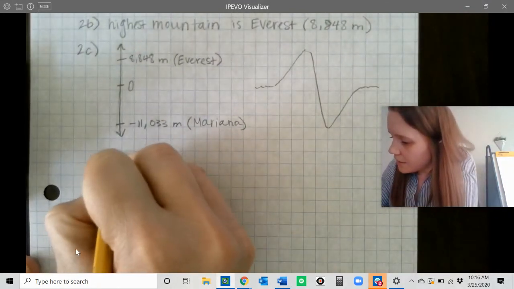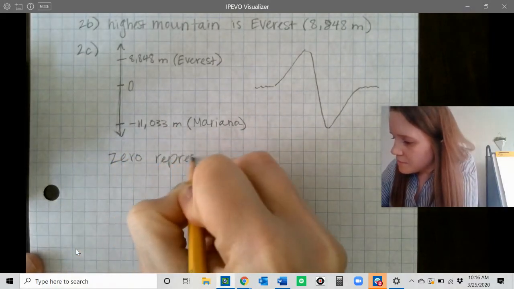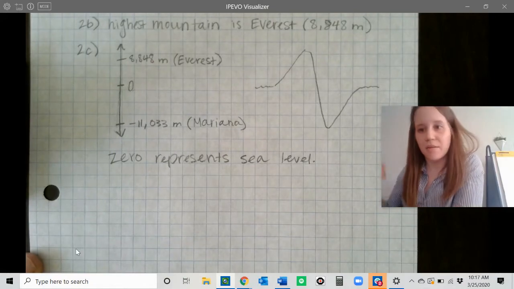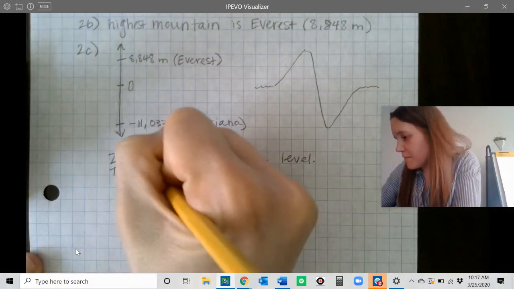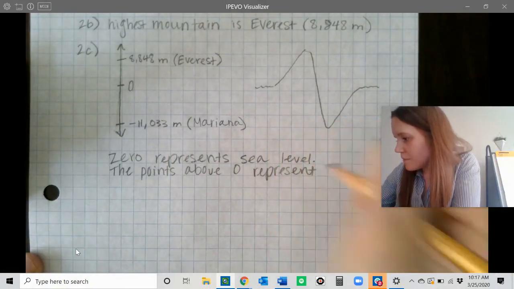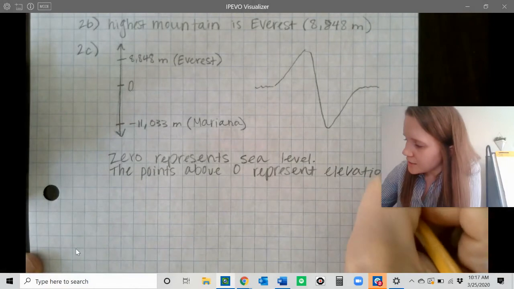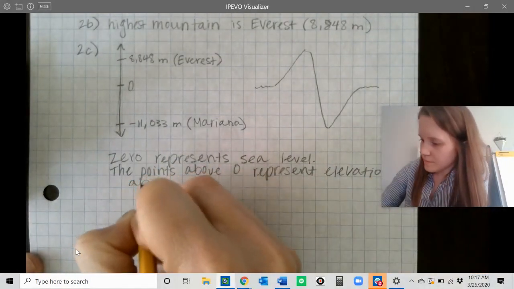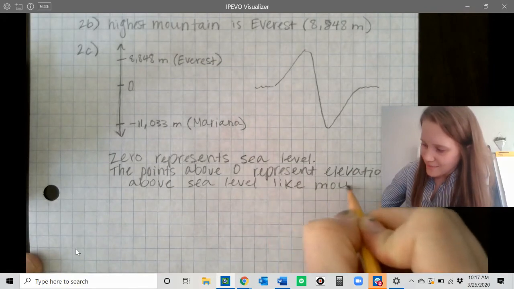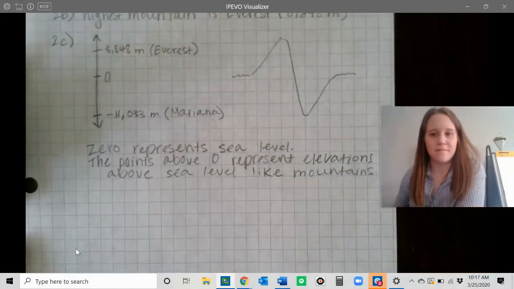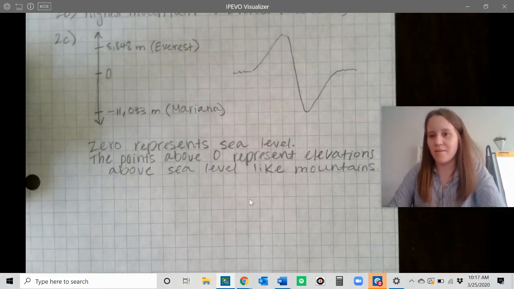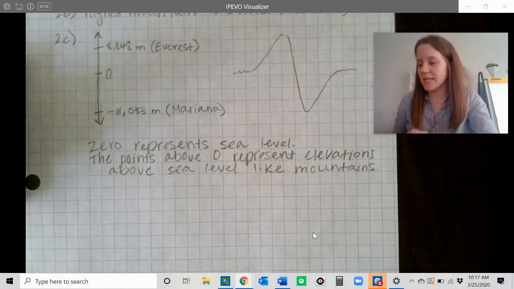Here we go. 0 represents sea level. And then it asked me about the points above and the points below. The points above 0 represent elevations above sea level. Like mountains. Okay. Maybe you could answer the next one on your own using kind of the same structure. So what do the points below 0 represent on this vertical number line? I'll write it too in case you're stuck.